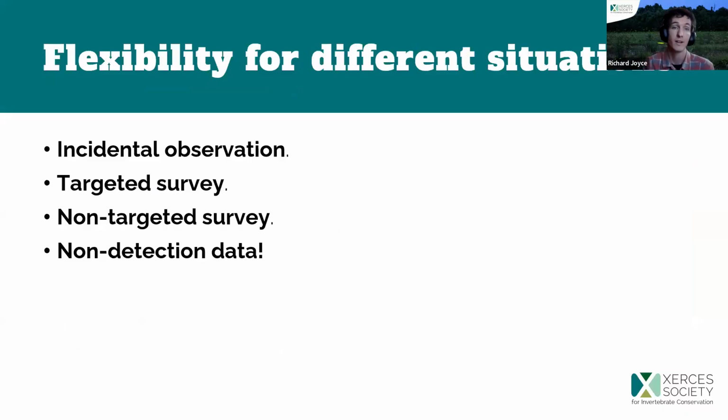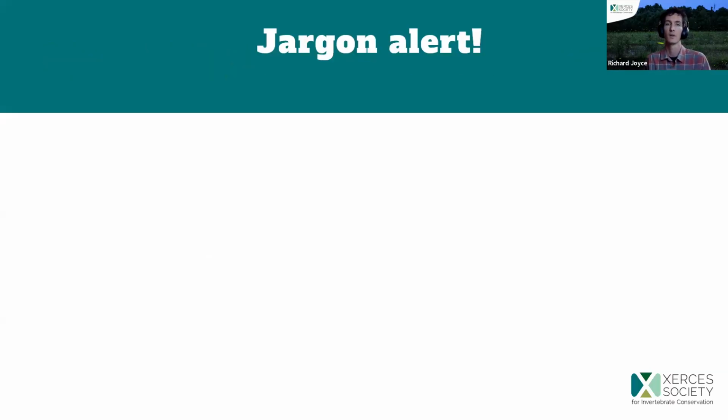One of the things that makes the Firefly Atlas unique is that it really has flexibility to collect and submit multiple types of Firefly data. I'm going to explain these in more detail, but overall they include incidental observations, targeted surveys, general surveys or non-targeted surveys, and non-detection data.